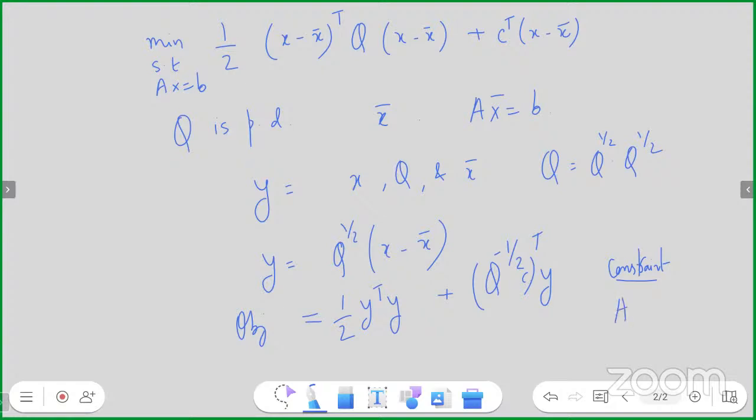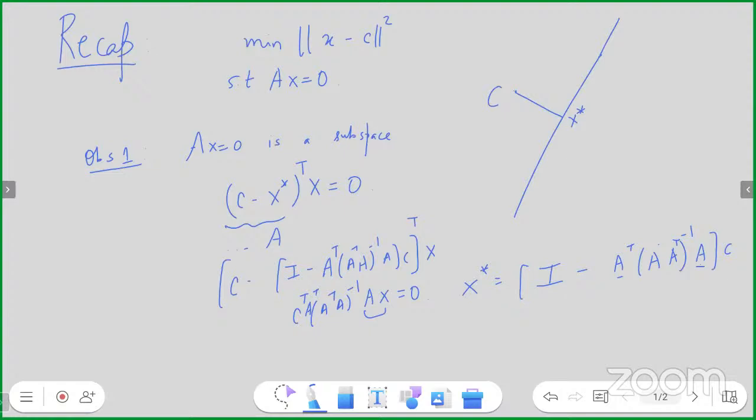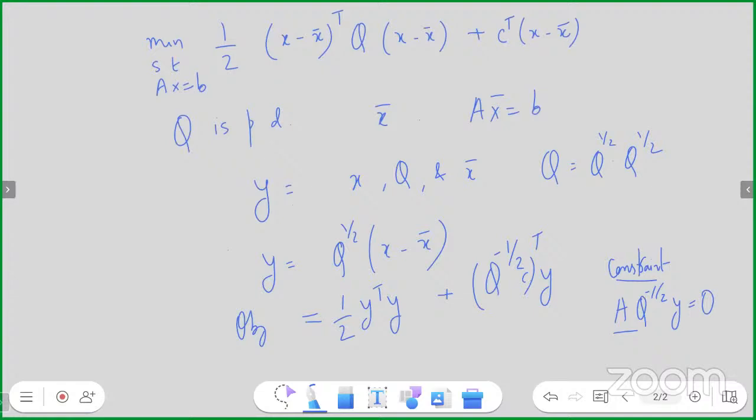You would need A Q to the minus half y is equal to 0. So that's what I gave you the hint, that A itself will get transformed because this is a new matrix. And what was my original form? X minus c whole square subject to some matrix times x equal to 0. So this is an equivalent matrix which I can write. Okay, so now that I have expressed this, what is my answer? Answer meaning the solution to x.